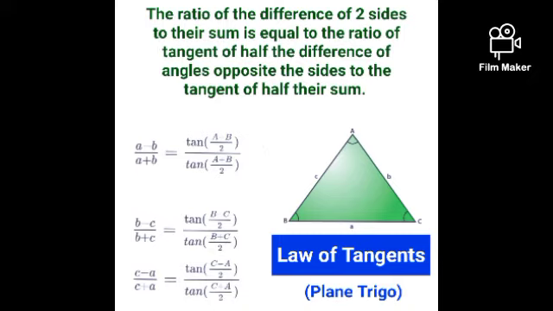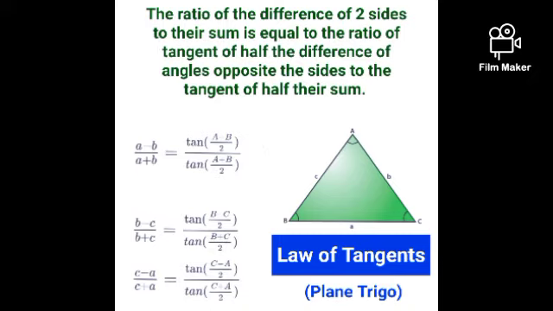If you are considering the sides c and a, and you write the equation from the law of tangents, the ratio of the difference of the sides c and a, c minus a, and their sum, c plus a, is equal to the ratio of the tangent of half the difference of the angles opposite c and a, the angles capital C and capital A, and half their difference is given by C minus A over 2.